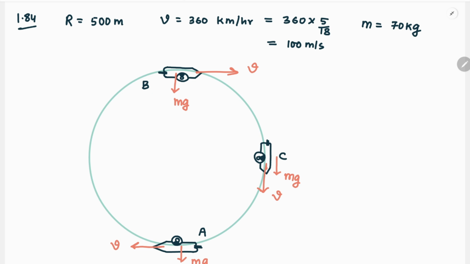Now over here we consider that the force mv square by r is directed outside. So mv square by r is directed away from the center of the circle, and again at each point mv square by r is directed away from the center of the circle. And corresponding to the forces, we have the normal reaction force. At point B we are writing it as NB, at point A we are writing it as NA, and at point C we are writing it as NC. So these are the 3 points and the 3 values of normal reaction force that we have.